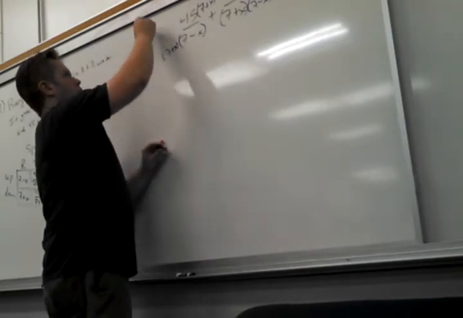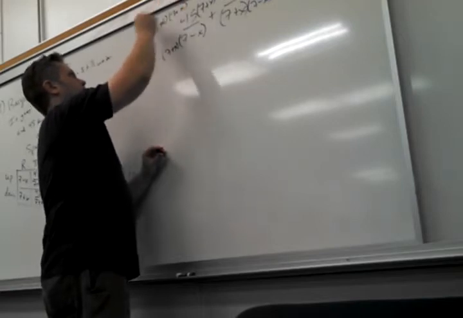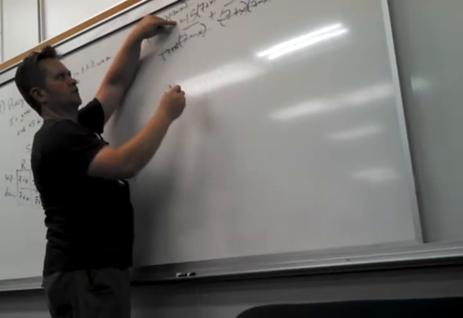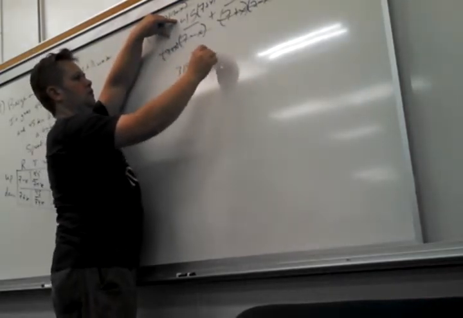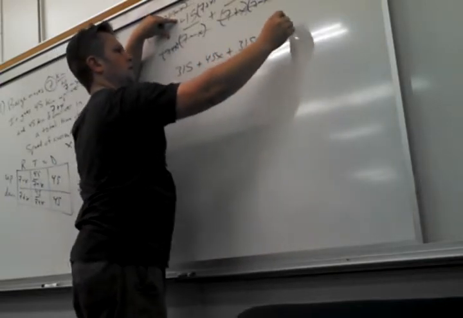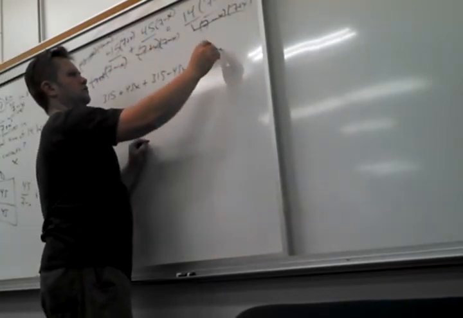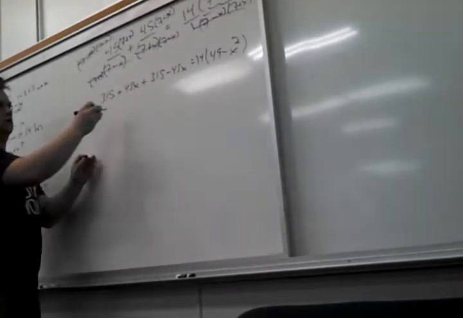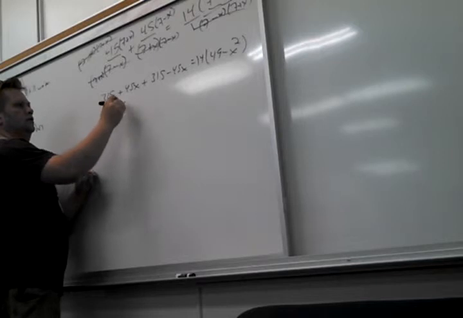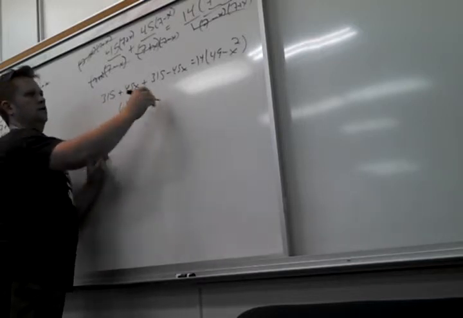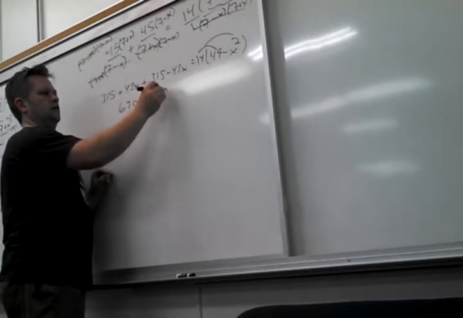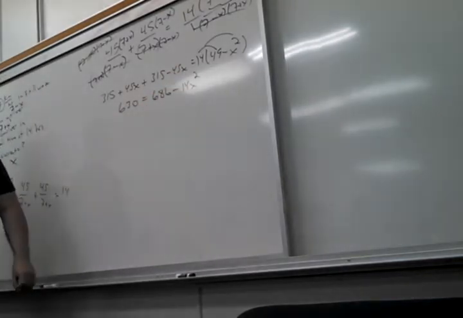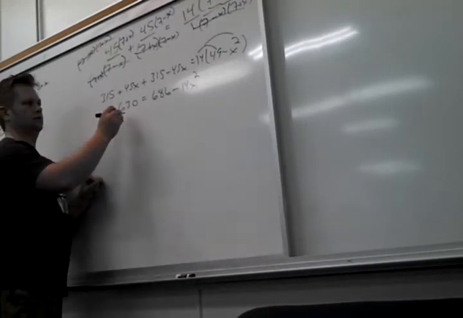So now I can multiply by the LCD, and it fills all these. So I get 315 plus 45x, and whatever this is, 14 times, just putting these together, 686. Just multiply stuff out, and the x's cancel on that side. Equals 686 minus 14x squared. And then where do you go from there? All right, subtract 686.